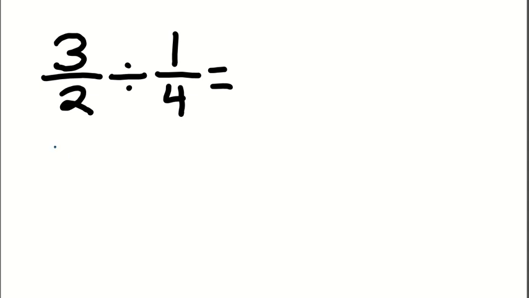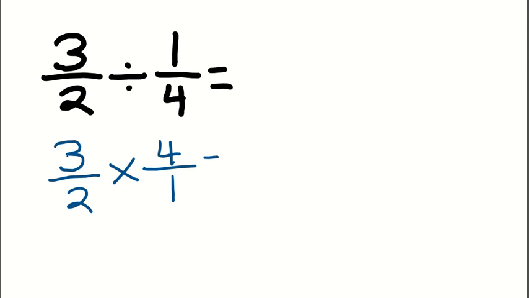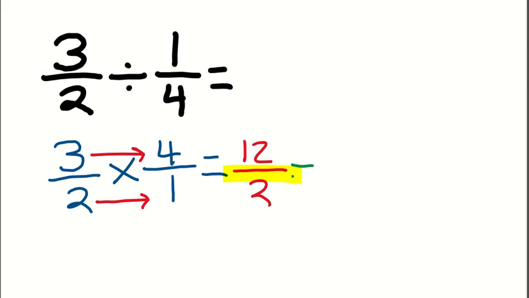So we're going to keep, change, flip. So we're keeping this the same, 3/2. We're going to change the sign to multiplication, and we're going to flip. We're going to put our 4 up top, and we're going to put our 1 on the bottom. Now, we can multiply across the top. 3 times 4 is 12, and then 2 times 1 is 2. And remember, fractions are division problems. Reading top to bottom, 12 divided by 2 is in fact going to be 6. So our quotient is 6. The answer should be 6. But can we prove that with pictures? Well, let's go ahead and see if we can draw a picture.